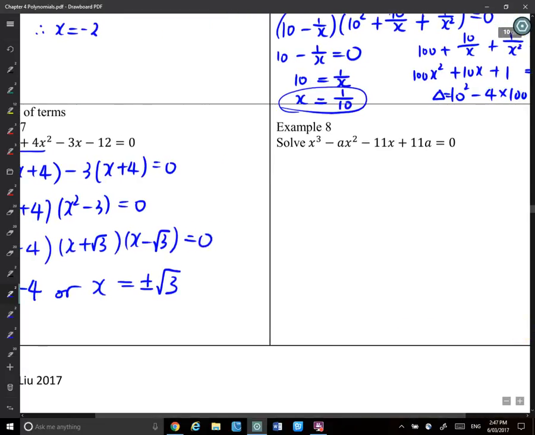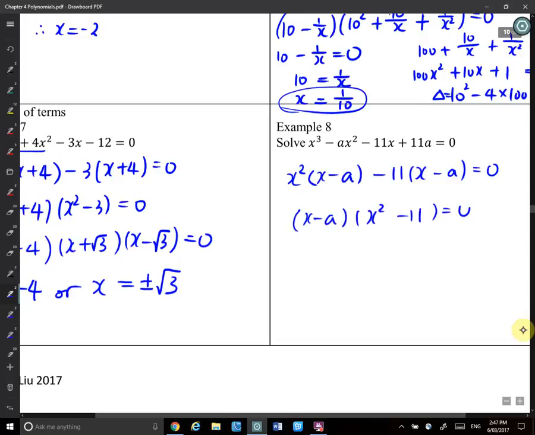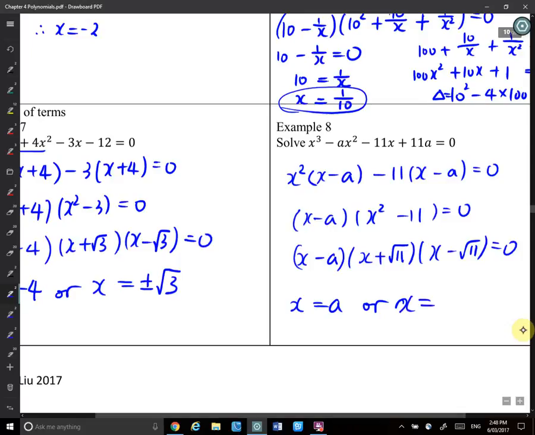Okay, for 8, I still can group the first two. I can say x squared times (x minus a), and subtract 11 times (x minus a). That equals 0. Then x minus a is the common factor. I have x squared minus 11 equals 0. Then (x minus a), we have (x plus root 11) and (x minus root 11) equals 0. Then x equals a, or x equals plus minus root 11.